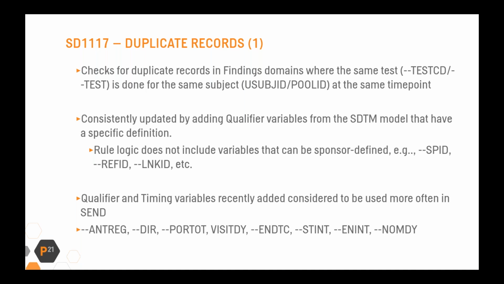So our first example of changes to existing rules is SD1117. So this rule will fire when we have duplicate records in a findings domain where the same test is done for the same subject at the same time point. So over the years, we have consistently updated this rule by adding qualifier and timing variables to it, so as to reduce the amount of false positives that are firing.